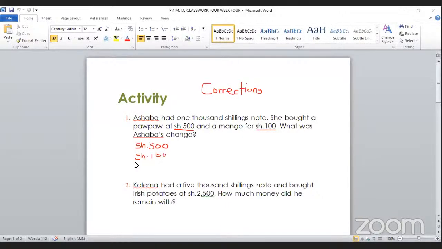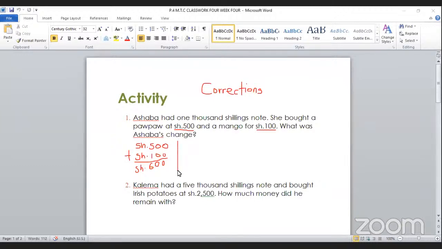First, get the total of what you have spent on. What have you spent on? Here we add the 500 to the 1,000, to the 100, such that we get 0 here. Also we get 0 here. Also here we get 1 plus 5, we get 6. Now this is the money you have used to buy pawpaw and the mangoes.